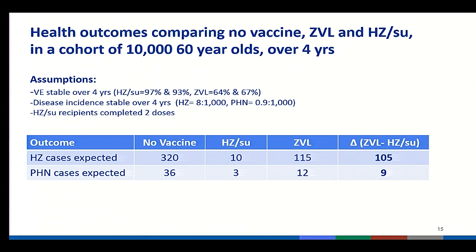Therefore, for every 10,000 people vaccinated, the subunit vaccine is expected to prevent an additional 105 cases of herpes zoster compared to zoster vaccine live over 4 years. The subunit vaccine is expected to prevent an additional 9 cases of PHN compared to zoster vaccine live over 4 years.